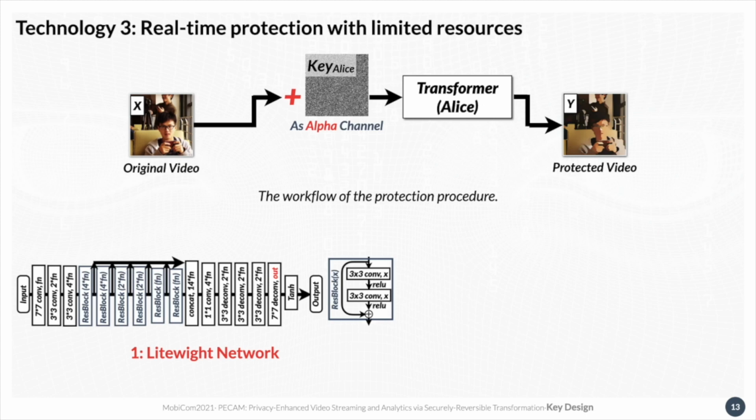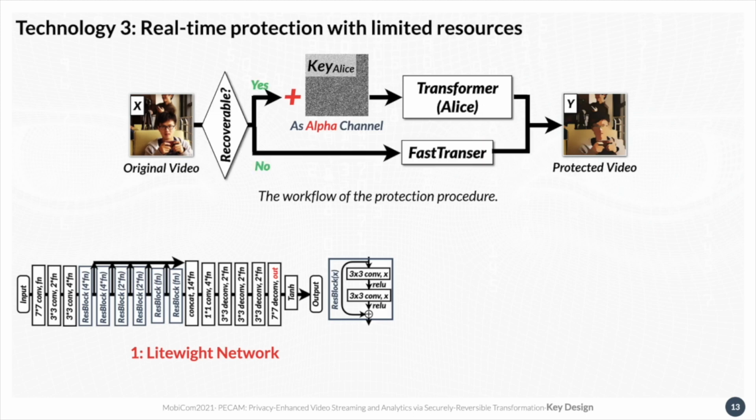First, we designed a lightweight network structure for the transformer to achieve faster protection. Then, we make full use of the temporal locality of the video to dynamically determine whether the current frame needs to be quickly protected. Since the purpose of reconstructing the video is for forensics, such as identifying the suspect, we may not need to reconstruct every video frame.